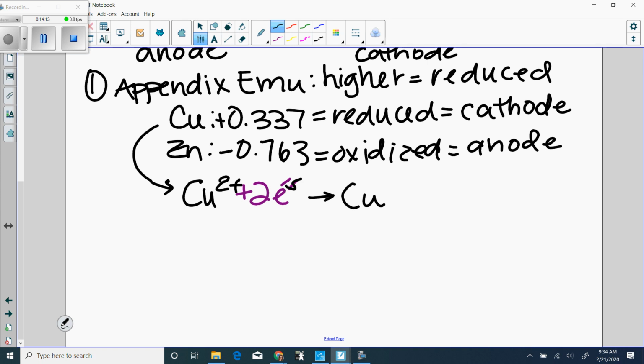Okay, now for the zinc, thinking a little bit, the oxidation number is going up. That means it's going from the 0 up to the 2 plus. The only way it can go from 0 up to the 2 plus is if it gives off 2 electrons, it loses 2 electrons.